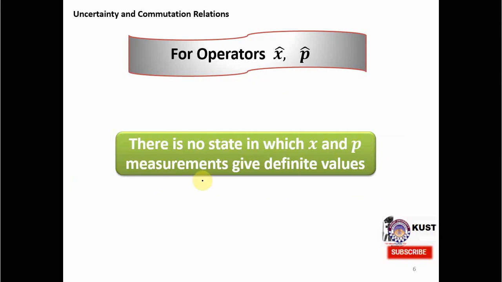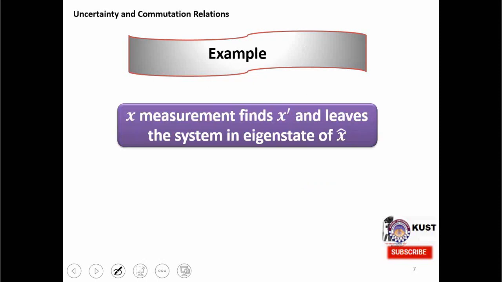So why is this so? Because there is no state in which x and p measurements give us definite values. Let's do an example for this statement, where we will prove that there is no state in which x and p measurements give us definite values, because they do not commute.